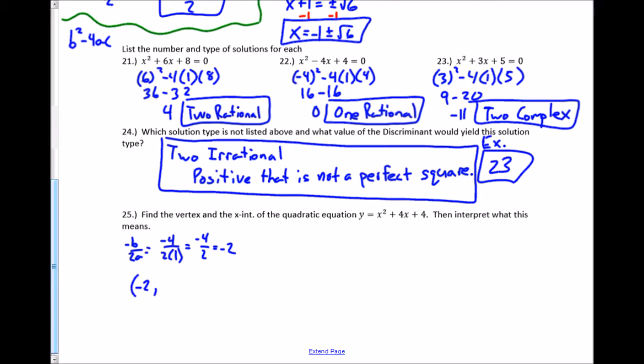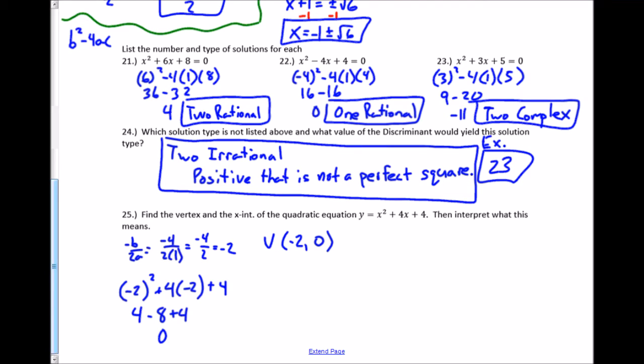To find the y value for my vertex, so my vertex here is negative 2 comma something, I have to plug that negative 2 back in. So I plug the negative 2 back into my equation. This is the process I go through for finding the vertex. That gives me 4 minus 8 plus 4, which is 0. So my vertex is negative 2, 0.